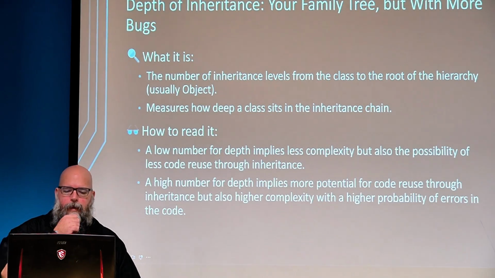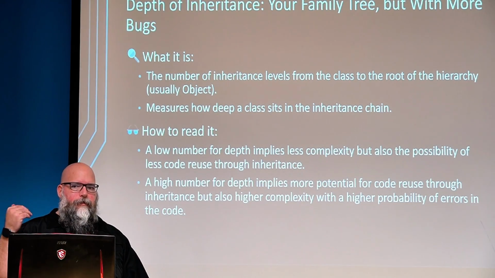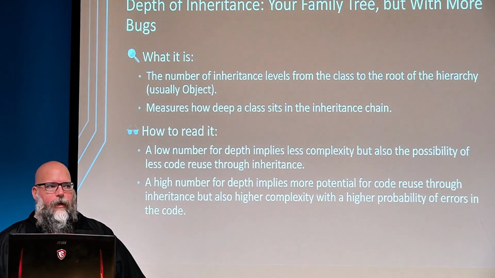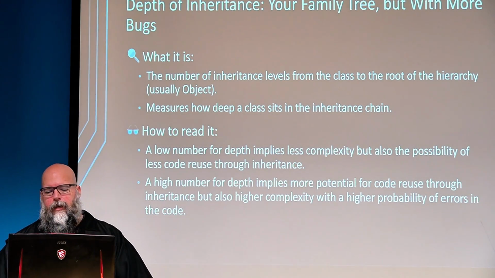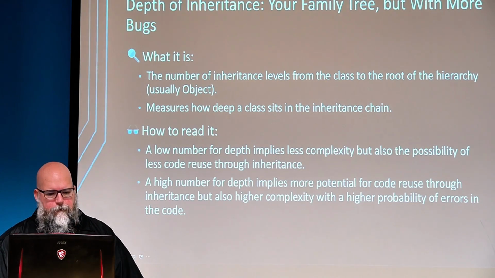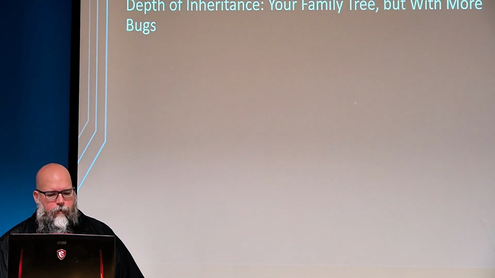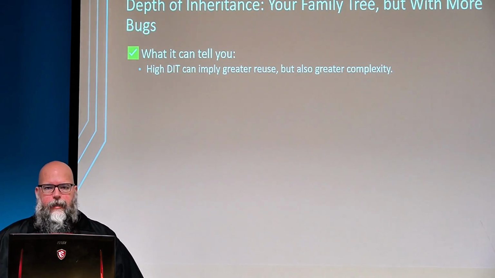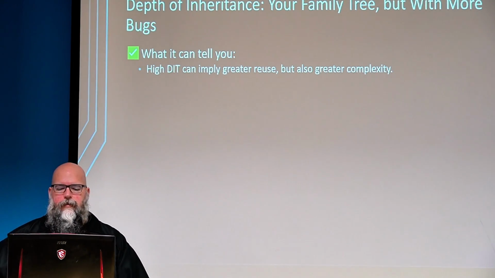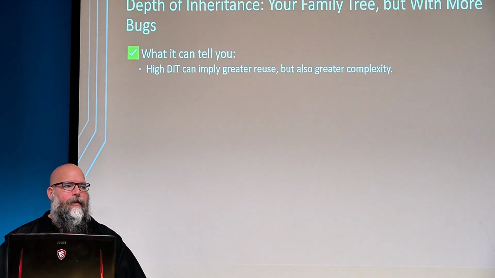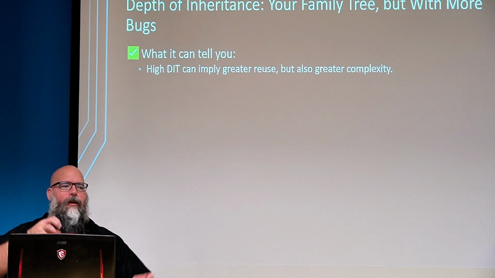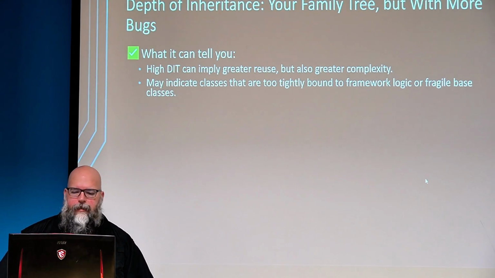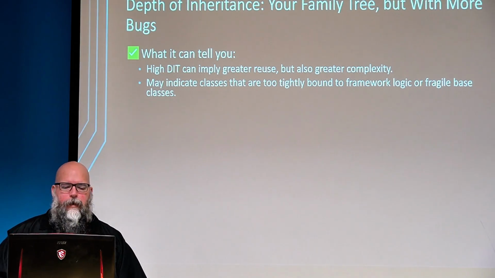So a high number for depth means you're inheriting from more classes, so you have a greater chance of code reuse through inheritance, but a higher probability of errors in the code. All right, so what it can tell you is high depth of inheritance implies greater reuse, but also greater complexity, because there's a lot more that you have to put in your brain whenever you want to use it. Right? So it may also indicate classes that are too tightly bound to the framework or fragile base classes.